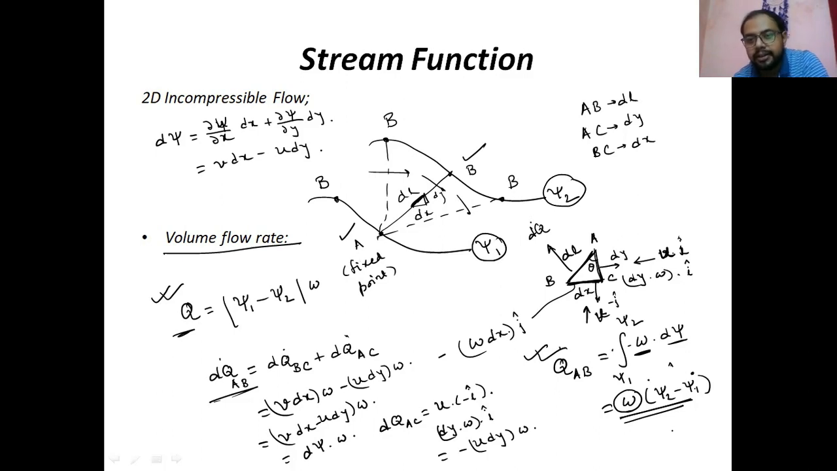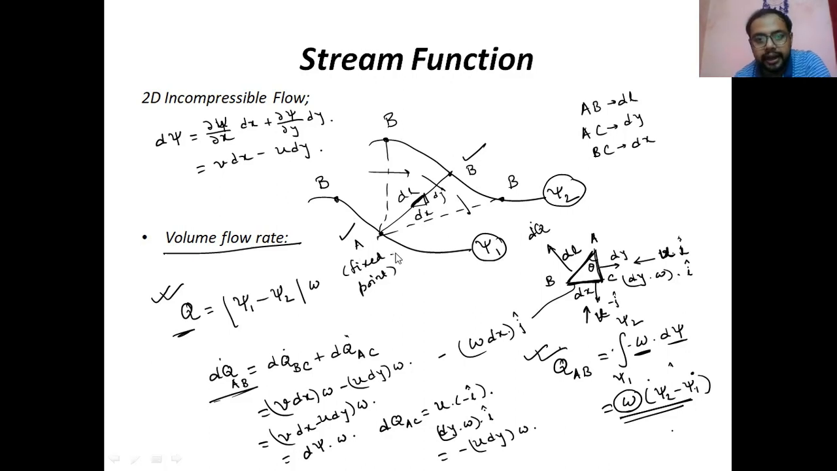So this is the fixed point. B may be the variable point. If you keep B here or at any location of the streamline, the flow rate value will not change. In the same way, if B is on the same streamline where A lies, then the flow rate becomes 0. That is the physical significance of the stream function.